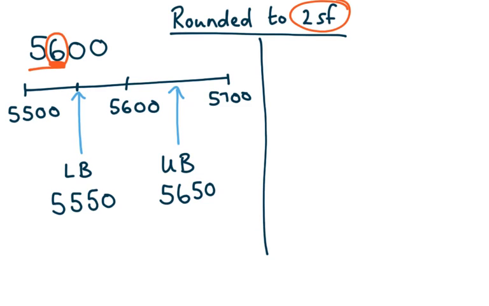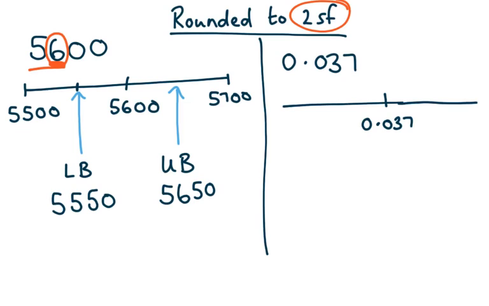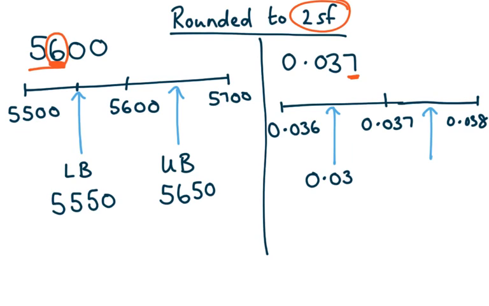5,650. The hardest version is when you get something like this. Draw your number line. 0.037 in the middle. Now, where's my second significant figure? It's there. The zeros at the beginning don't count, remember. So down here would be 0.036 and 0.038. What's in the middle? 0.0365, 0.0375. They'll be in the middle on those number lines.